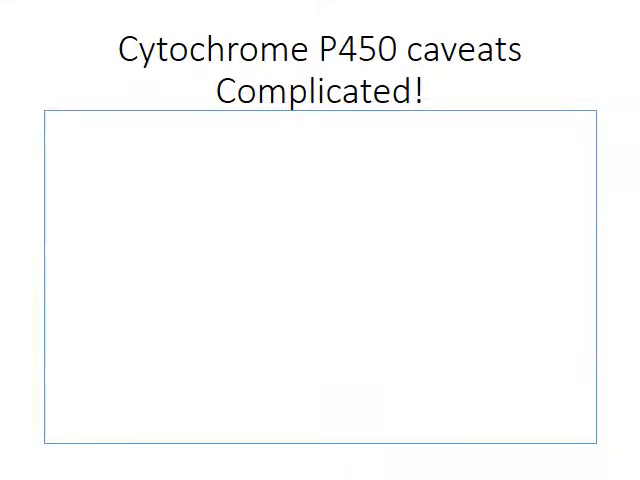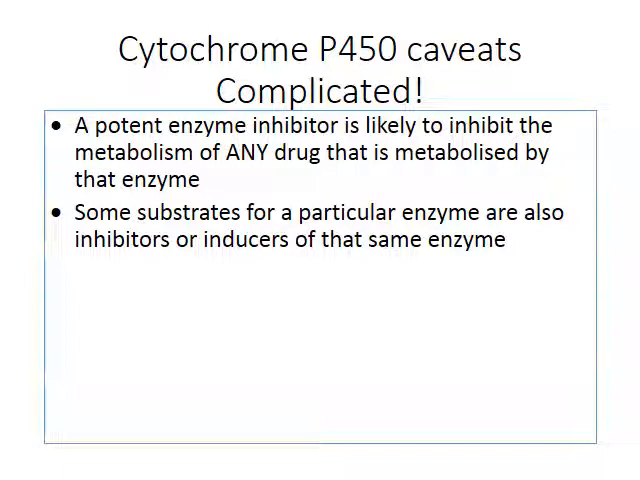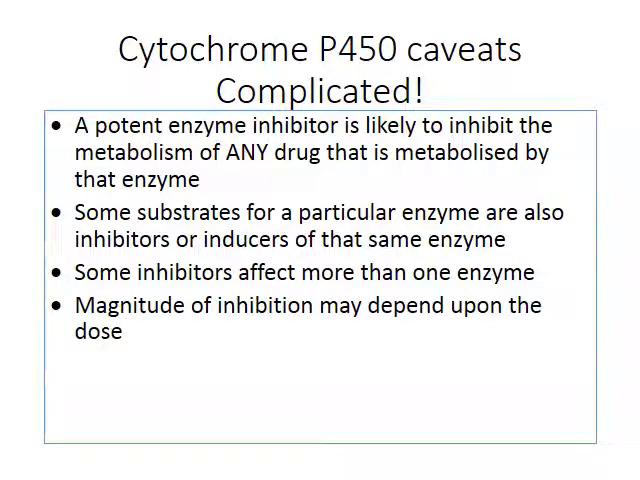Let's make it more complicated. Firstly, remember that if an inhibitor is affecting a specific isoenzyme, it's obviously going to affect every single drug that isoenzyme is metabolizing. So it might affect a variety of drugs. Weirdly, you might have a substrate, so the isoenzyme has got a substrate that it's working on, but that very same substrate is going to affect that isoenzyme either by inhibiting or inducing it, which is causing like a weird loop system. Some inhibitors can affect more than one enzyme, and the effect can be dose dependent. So on a certain dose, all is fine, and then when you increase the dose, you start seeing problems.